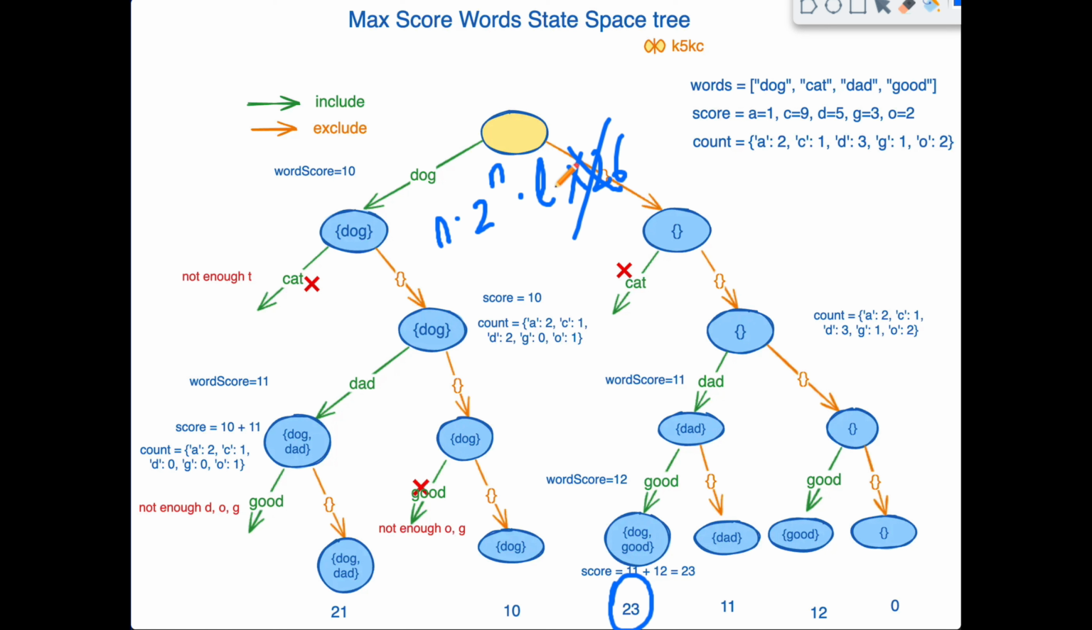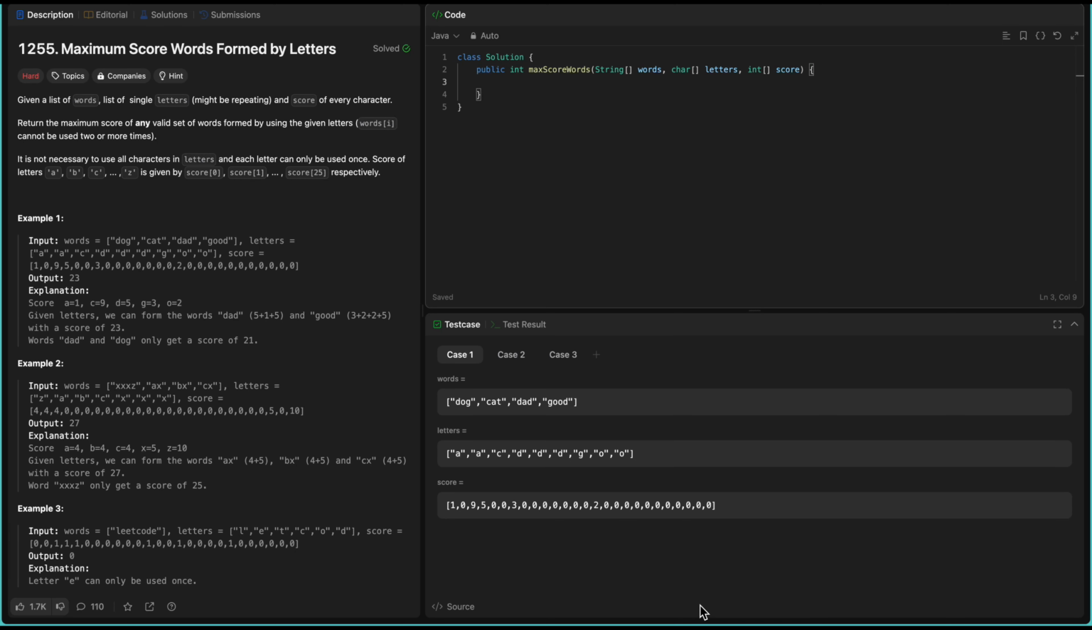Now let's jump into the code part. The first thing I will do is I will create a frequency map. In Java, we can do it using a hash map, where the key will be the character and the value will be the integer, which is equal to the number of times the character has occurred in letters. But in our case, because our character subset is so small, it's like 26 characters, so I can just take that.